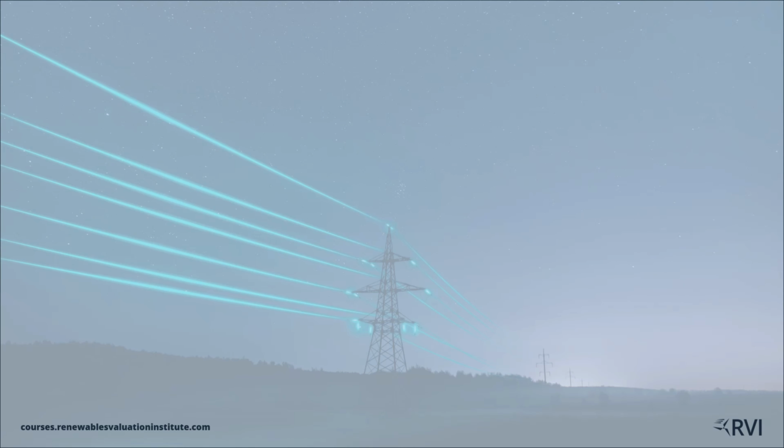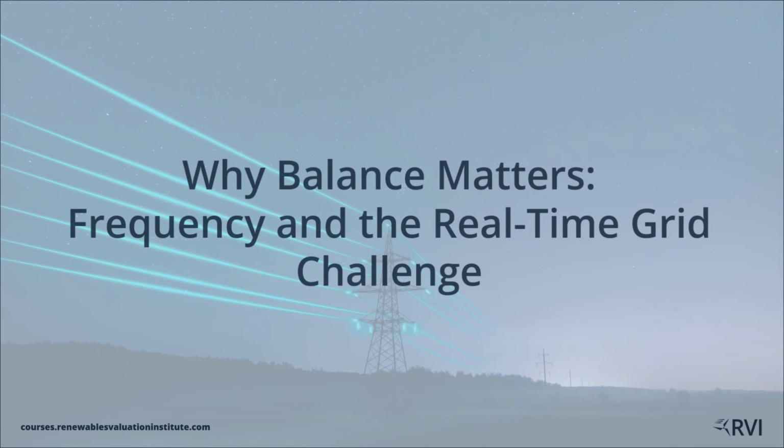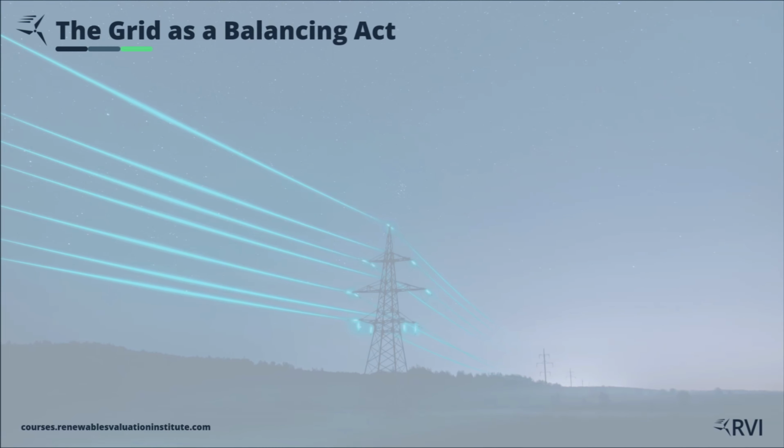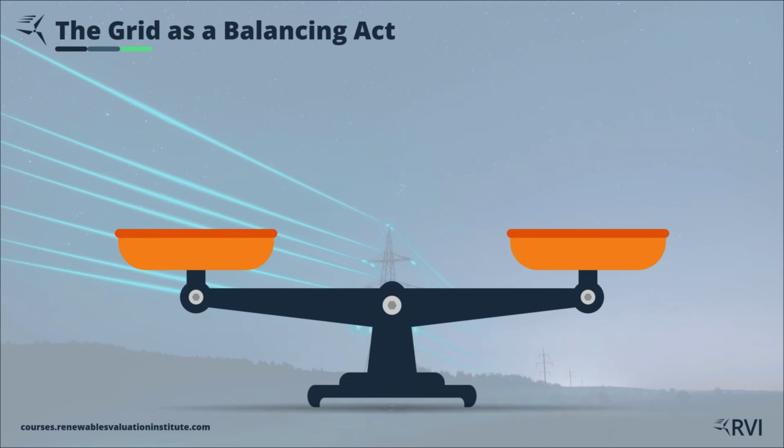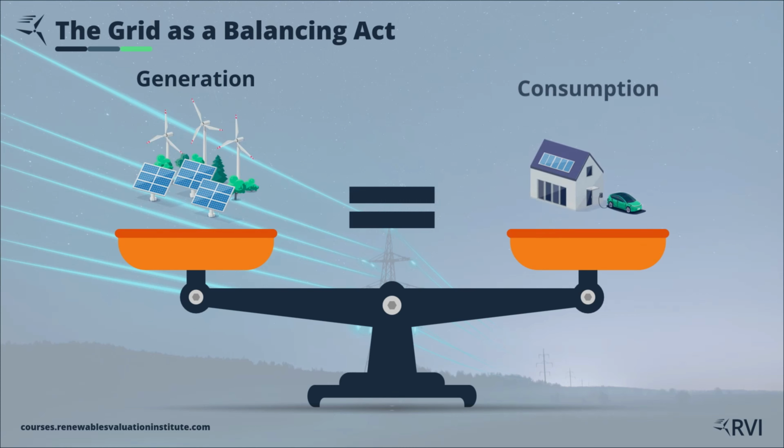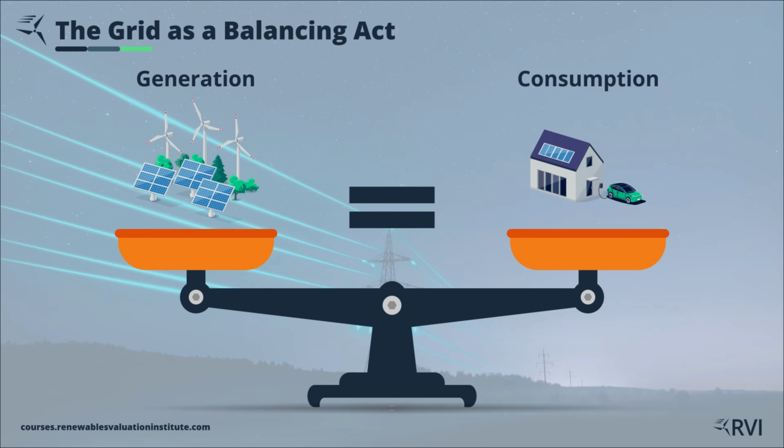The power grid runs on balance, and frequency tells us if it's holding steady or slipping out of sync. Imagine the power grid as a perfectly balanced scale.